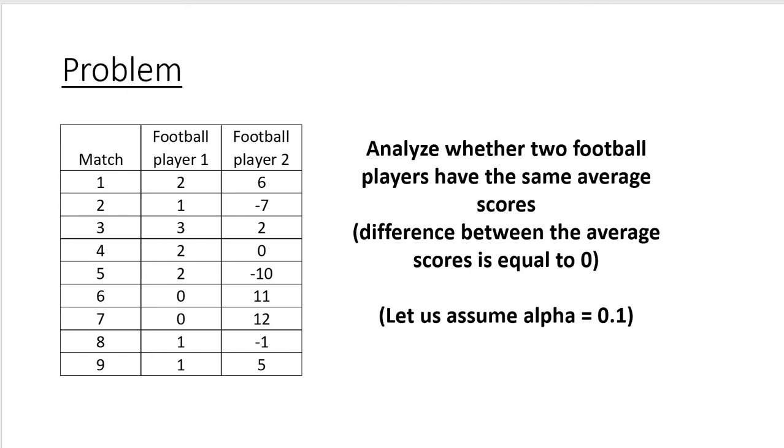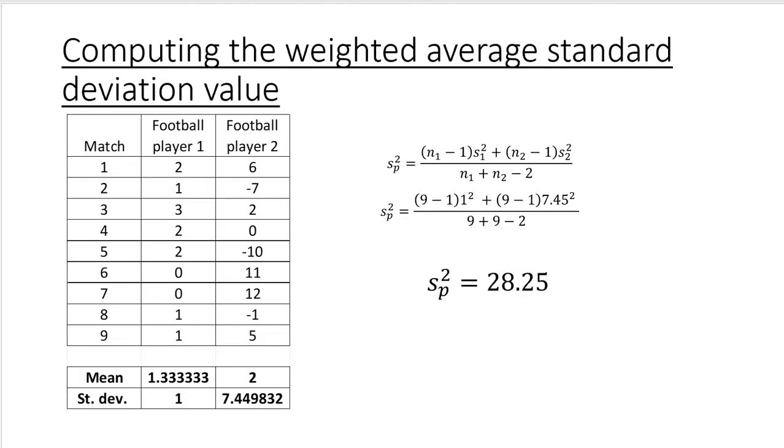First of all, let us compute the test statistic. It's going to be more complicated than before, but we will figure this out. So we are going to need information about the sample mean and sample standard deviation for both samples, which means for the first football player and for the second football player. First, let us compute the weighted average standard deviation value. So this is the formula. We have 9 observations for both players, so N1 and N2 are equal to 9. Here we have the standard deviation for the first player, the standard deviation for the second player, and we simply compute this value.